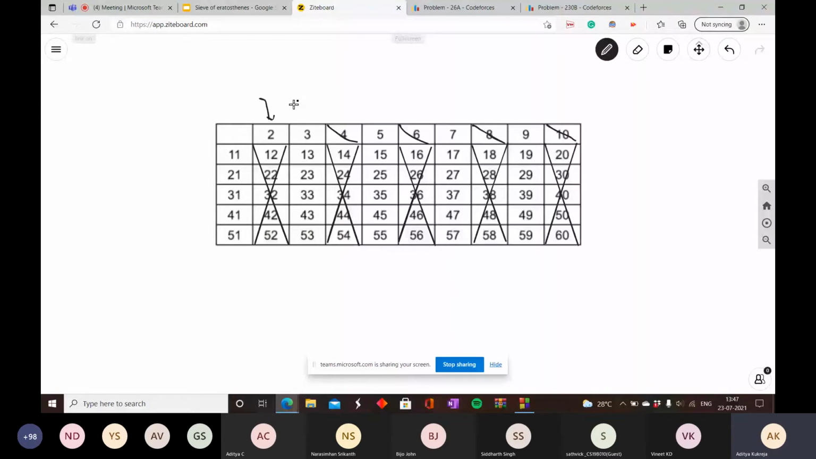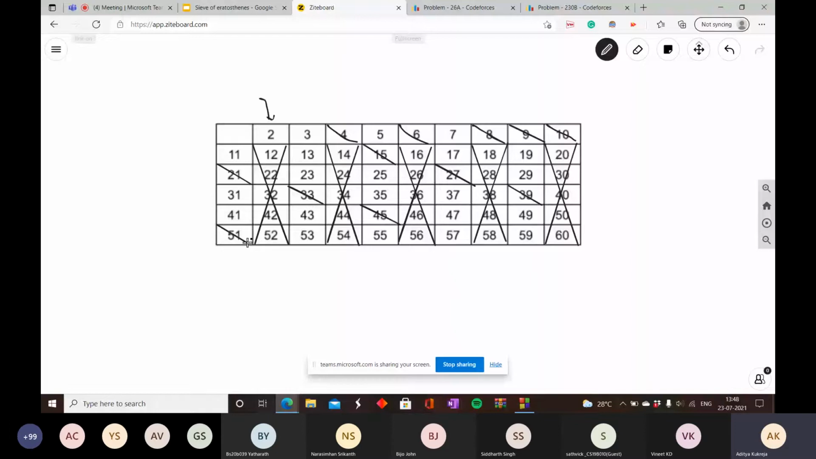So 6 is already crossed out. We'd cross out 9, then we cross out 12, which is already crossed out. Then 15, then 18 is crossed out. 21, then 27, then 33, then 39, then 45, and 51, and after that we'd cross out 57. So now we've crossed out all the multiples of 3. Now let's move on to 5.